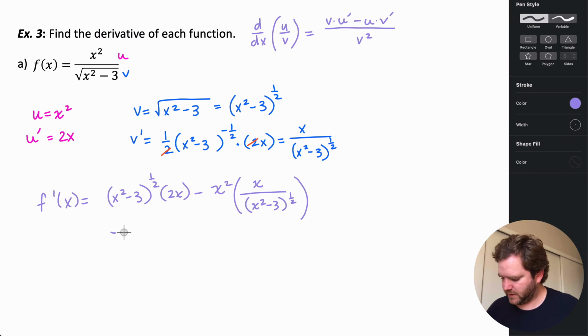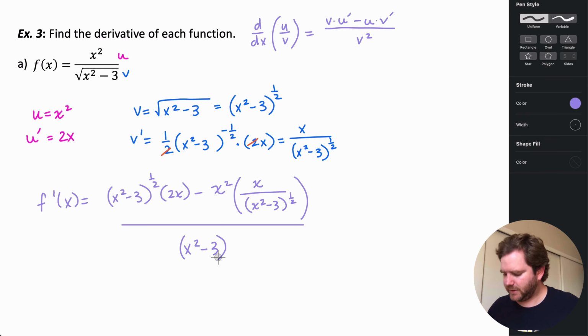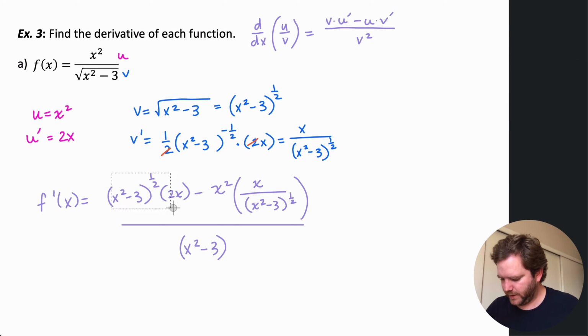And then all of this is being divided by v squared. So if I square the square root of something, I just get what's inside the argument there. So it's going to be this x squared minus 3. Now we can clearly see there's a fraction in a fraction here. And we don't want that. We want to get rid of our fraction in a fraction.